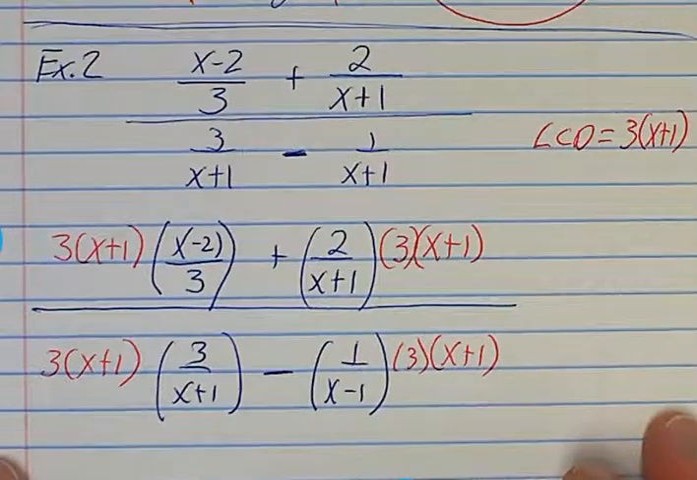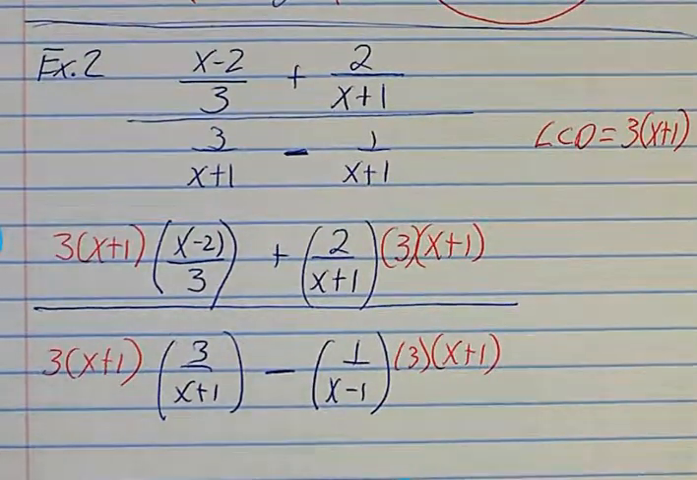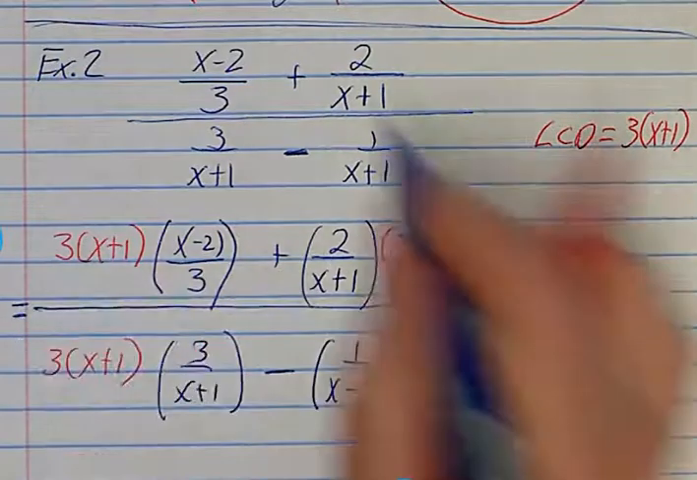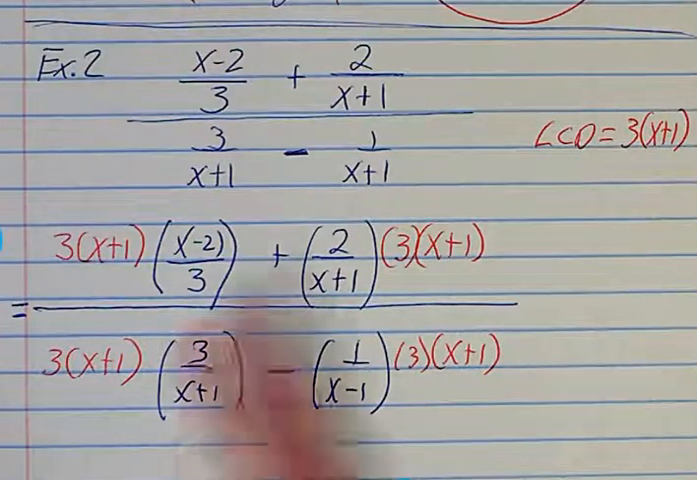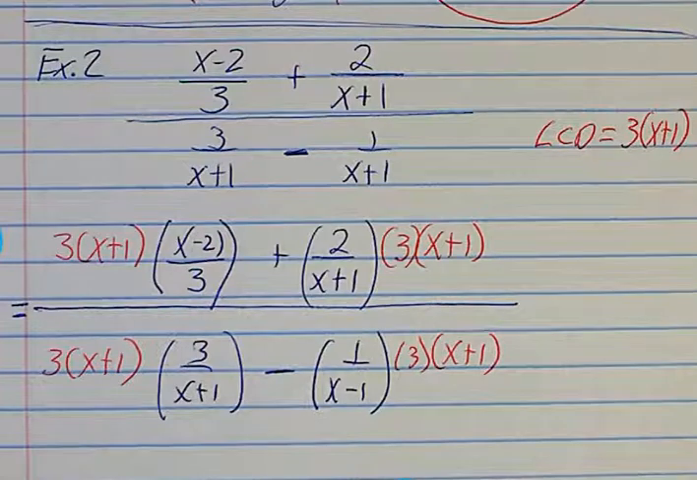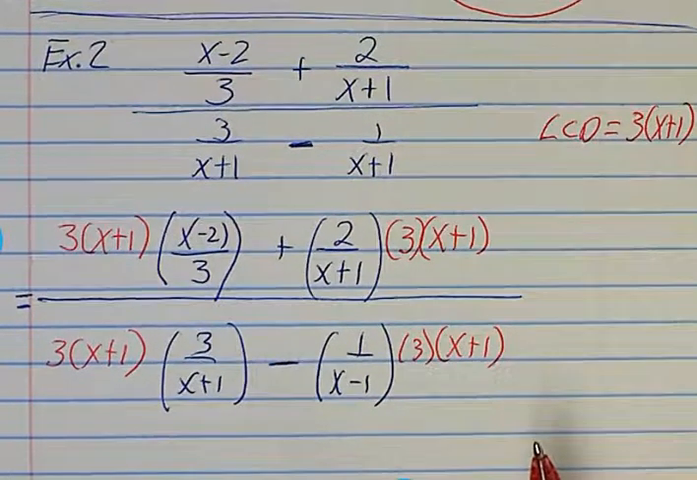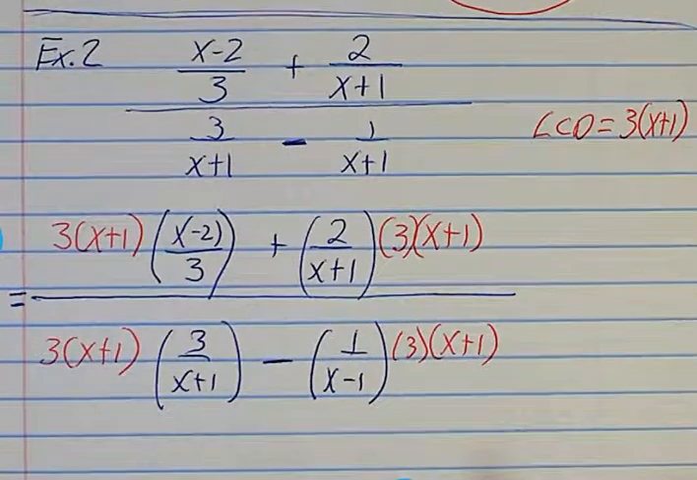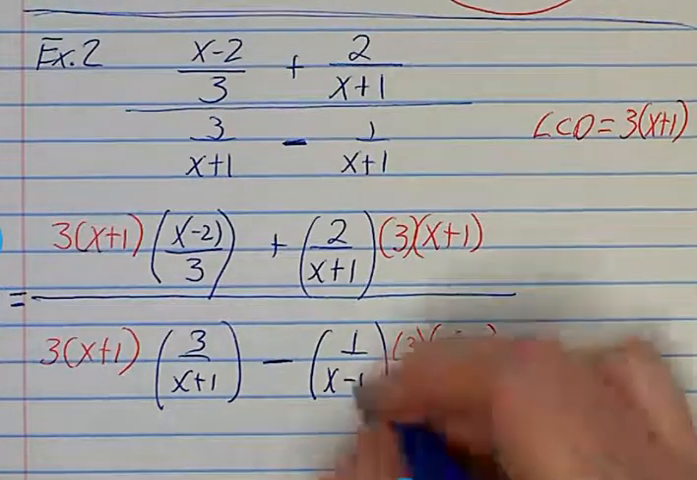Okay, so just rewriting that problem takes the longest amount of time because you've got to go back and rewrite the original problem. And again, every single thing that's in there, you've got to go back and multiply times 3 times x plus 1. Oh, it is. Thank you. It is an x plus 1.